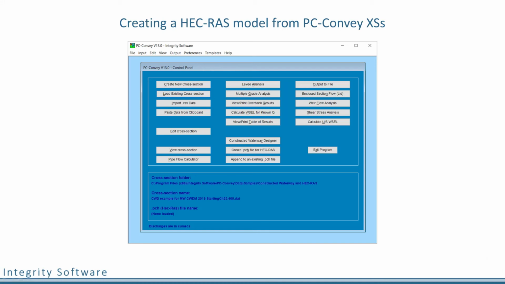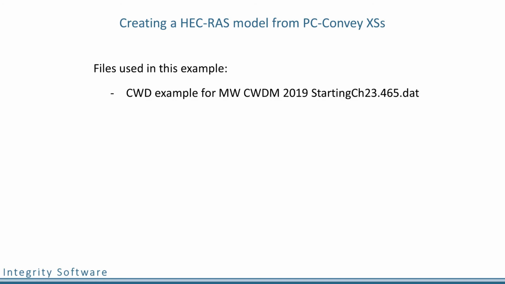This video shows how easy it is to create a HEC-RAS model from PC-Convey cross-sections. The example combines 4 cross-sections, each representing one reach of a constructed waterway, into a file that can be read into HEC-RAS. The first file is the one created for the example on page 118 of Melbourne Water's Constructed Waterway Design Manual, and for this example represents a 250 metre length of straight waterway.